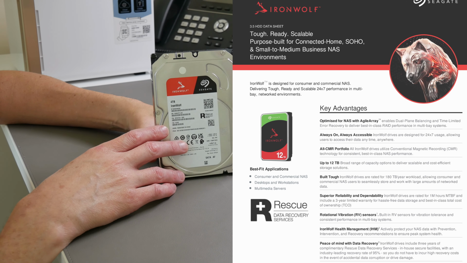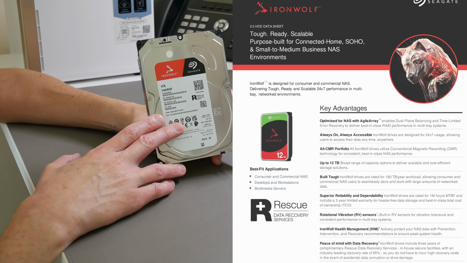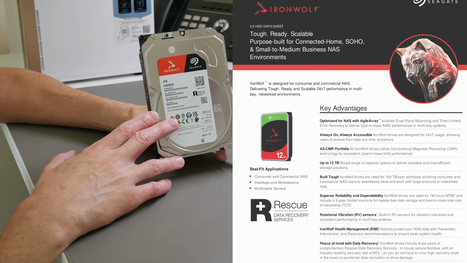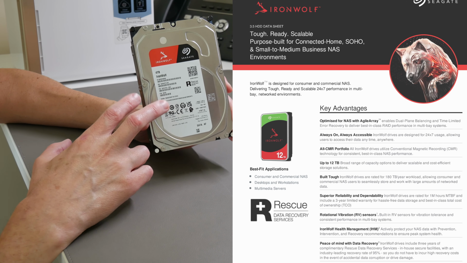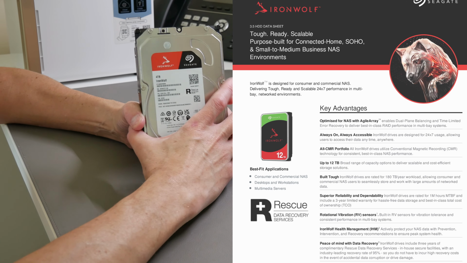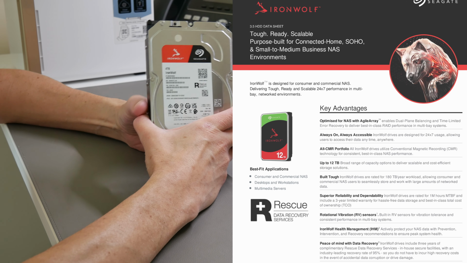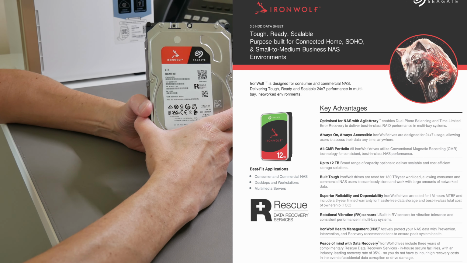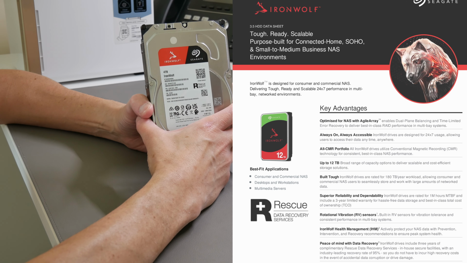Superior reliability and dependability. IronWolf drives are rated for 1 million hours mean time between failures and include a 3-year limited warranty for hassle-free storage and best-in-class total cost of ownership. Rotational vibration sensors. They have built-in RV sensors for vibration tolerance and consistent performance in multi-bay systems. IronWolf Health Management, that's IHM for short, actively protects your NAS data with prevention, intervention and recovery recommendations to ensure peak system health.